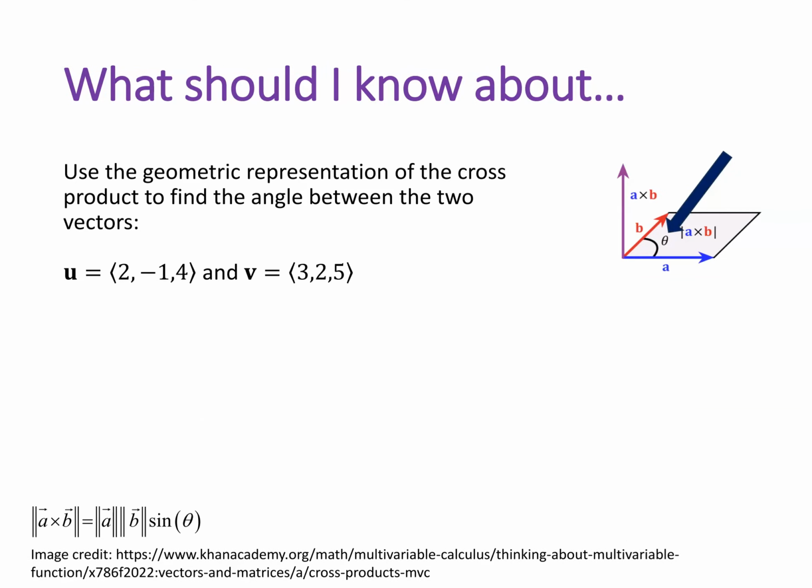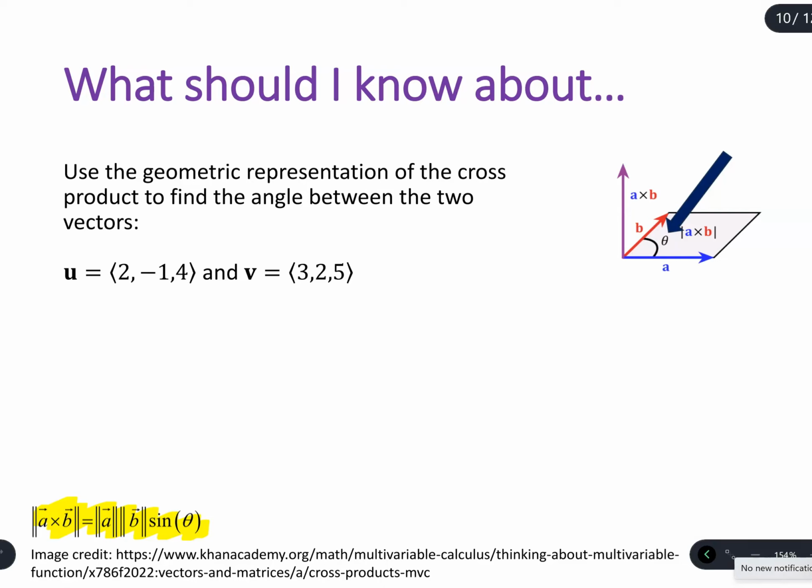Okay, so we're going to use this geometric representation to find the angle between the two vectors u and v. Notice in the lower left corner of your screen is the relationship that we had just looked at. The magnitude of the cross product of vectors A and B is equal to the magnitude of vector A times the magnitude of vector B times the sine of the angle of separation.